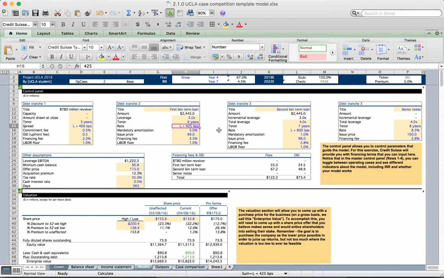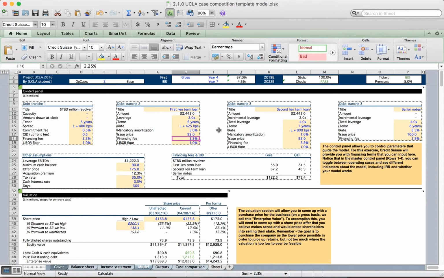And then mandatory amortization, how much you have to spread the payment out, and your issue price, so if you're issuing this debt at a discount or a premium, and then financing fees, just an upfront fee that you have to pay this lender to extend you this loan.